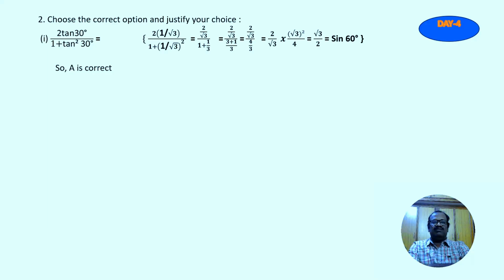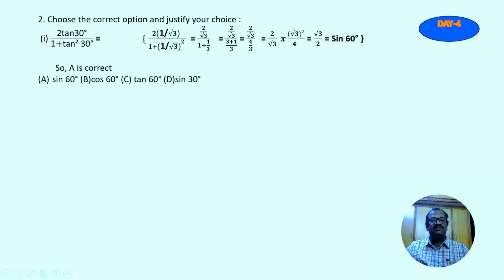So I request all the persons, students or teachers, explain them, solve the problem slowly. We got 2 by root 3, by 4 by 3, that is equal to 2 by root 3 into 3 by 4, which gives us root 3 by 2, and that value is sin 60. So what is given, sin 60 degrees value is correct.